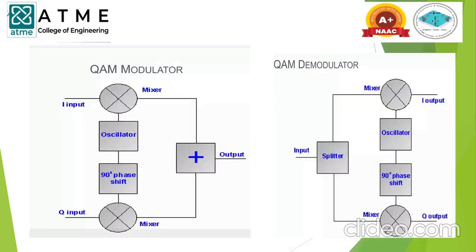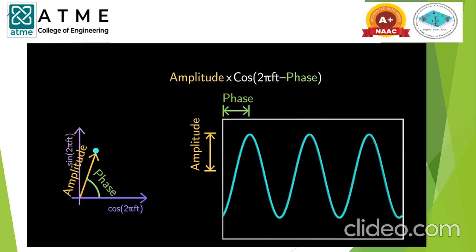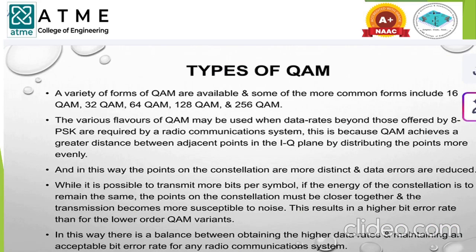So this is the block diagram wherein we have I channel, Q channel inputs, an oscillator, and a 90-degree phase shift. Then after that, in the demodulation part, it's a reverse process. The phasor diagram is as shown, wherein both amplitude and phase will be changing. There are different types of QAMs. The different forms of QAMs are 16 QAM, 32 QAM, 64 QAM, 128 and 256.